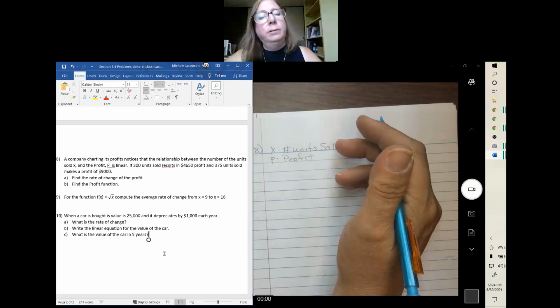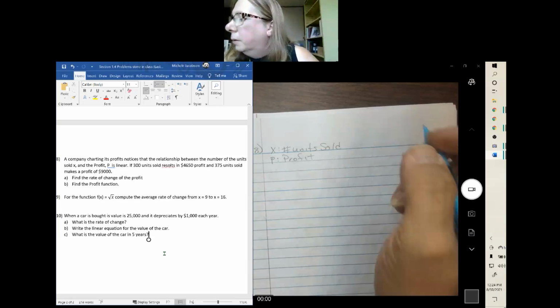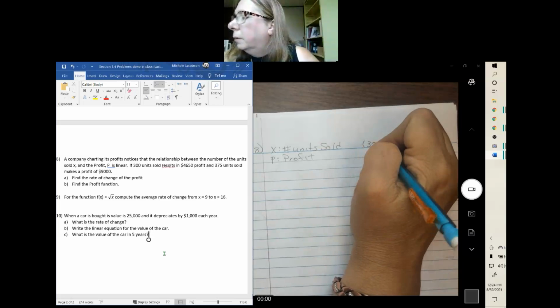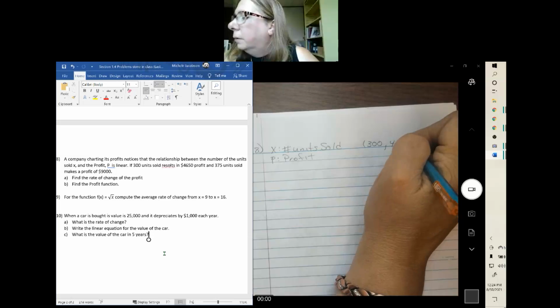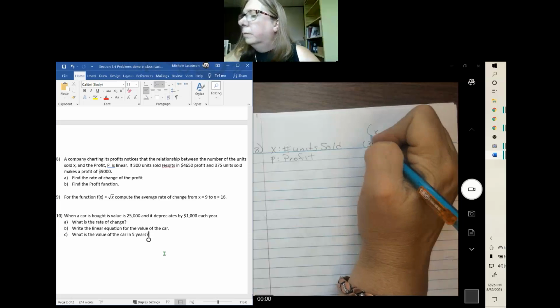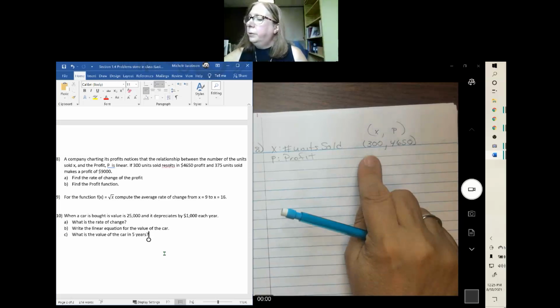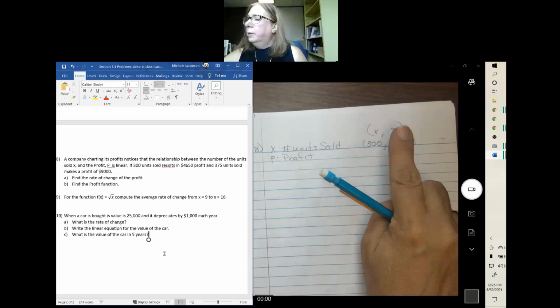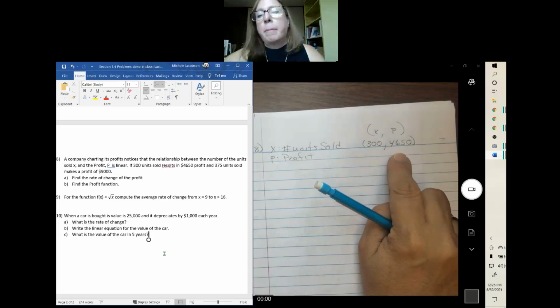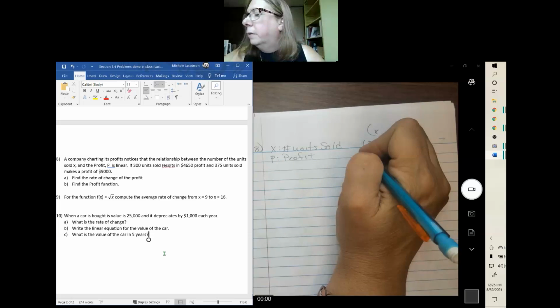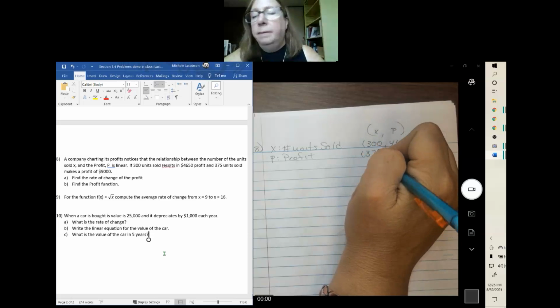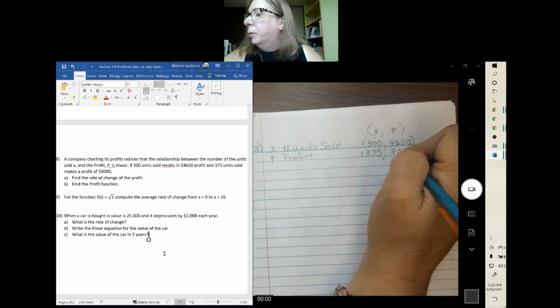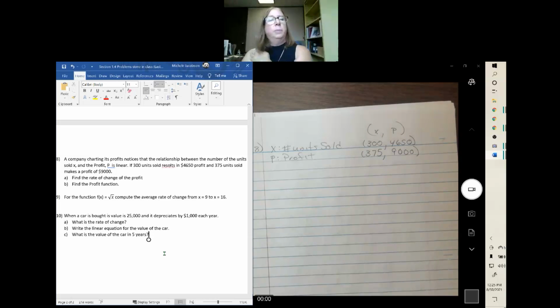300 units sold results in 4650. So 300 units, because that's the x, is a profit of 4650, and 375 has a profit of 9,000. Now we did this problem earlier, I think it was last class, we found the slope. Now they want to take it a step further. So first it's asking, find the rate of change of the profit.